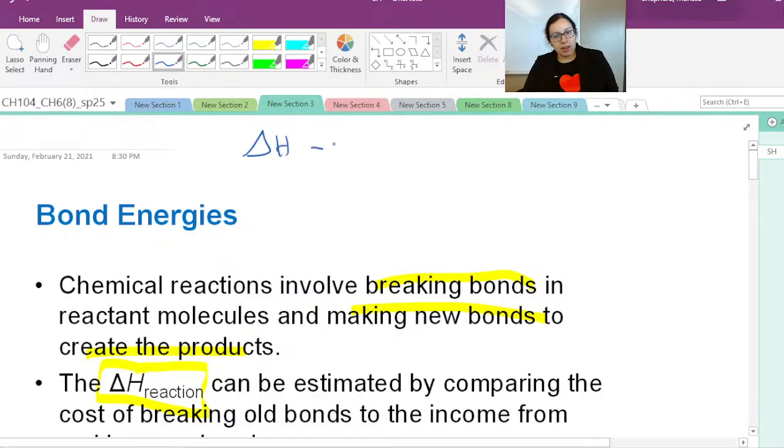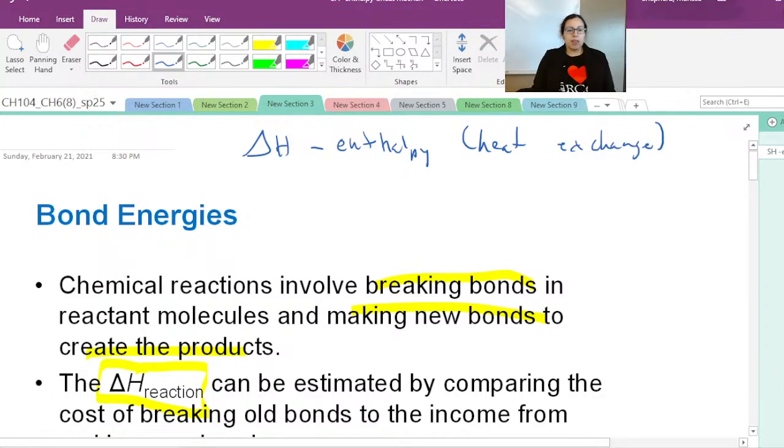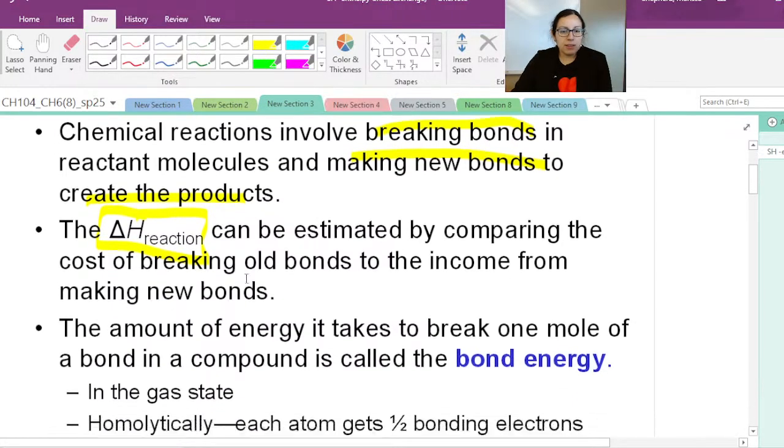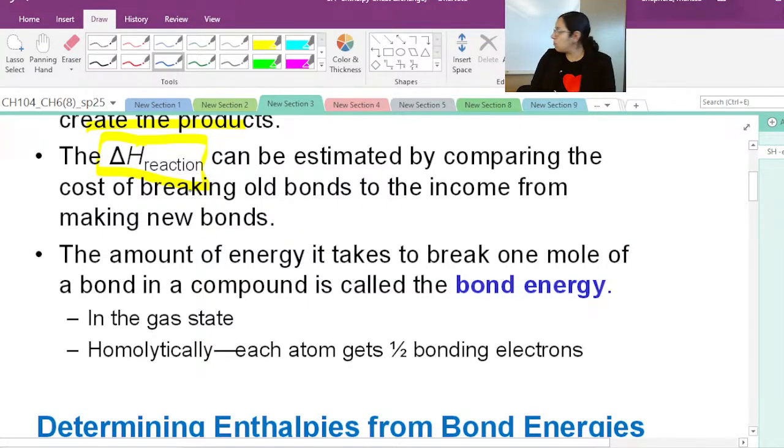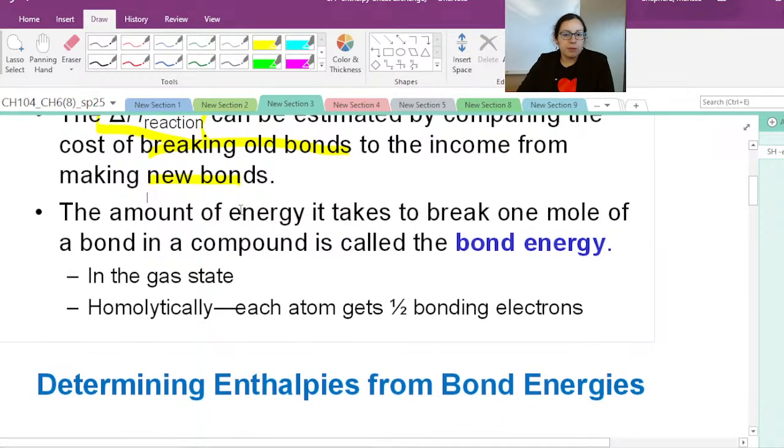So delta H is called enthalpy, so H is for enthalpy, which is really just a measure of heat exchange, at least when we're just looking at this enthalpy portion. So then we can figure out whether we need to put energy in or whether energy is going to come out by comparing the cost of breaking old bonds. It costs energy to break our bonds, and then we will get income from making new bonds, since any time you make a bond in chemistry, that's thermodynamically favorable.